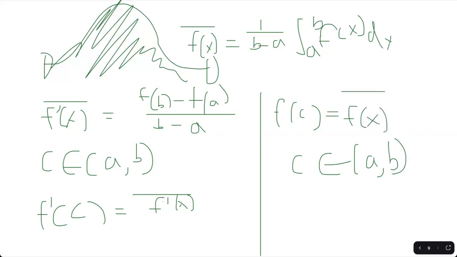In other words, you have a function like this. The average value is here. There has to be at least one value that is equal to the mean value of that function over the interval. Mean value theorem for derivatives on the left-hand side, mean value theorem for integrals on the right-hand side.